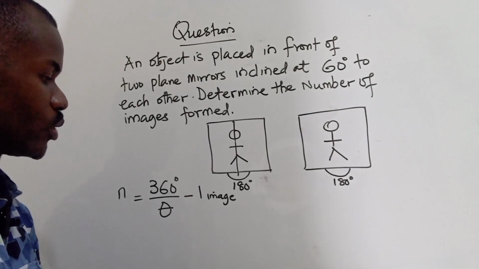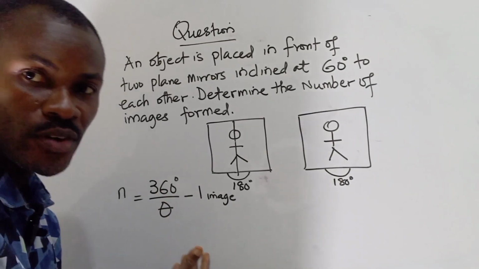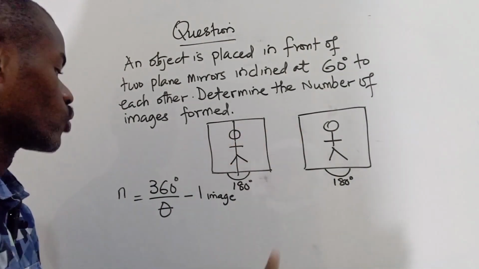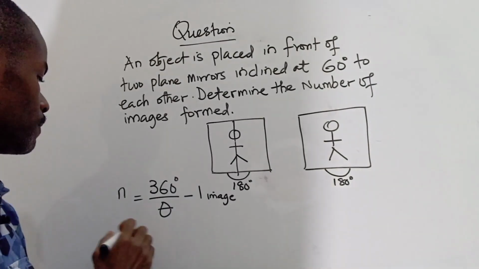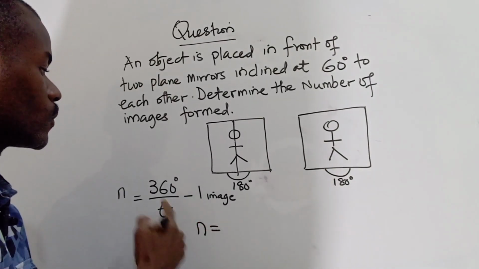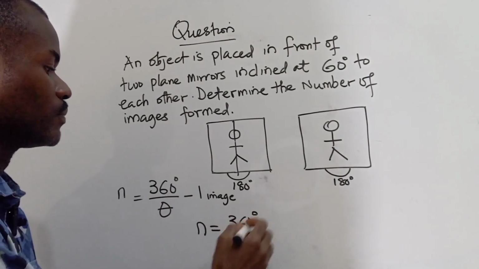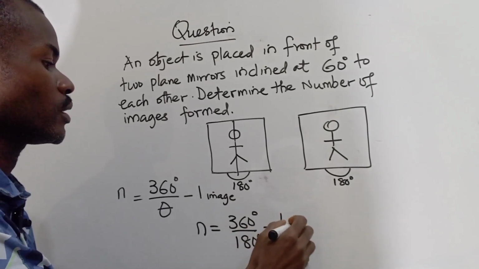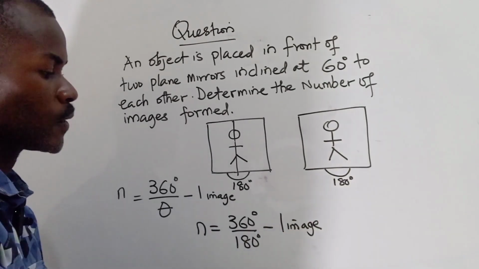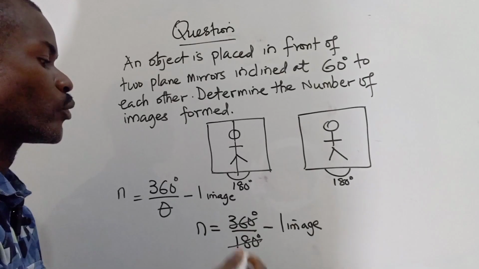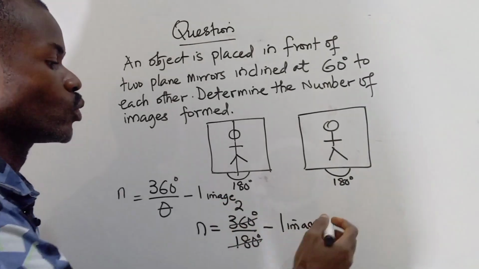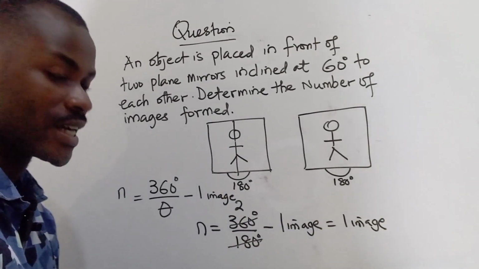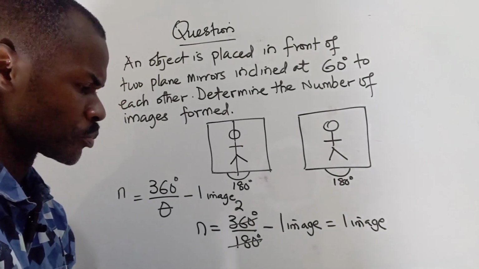So let's use this to test the formula. In this case we have 180 degrees and we are seeing one image. So n is equal to 360 degrees divided by 180 degrees, minus one image. If we cancel out, we have 2, so 2 minus 1 is still 1 image, like we can see on the board.